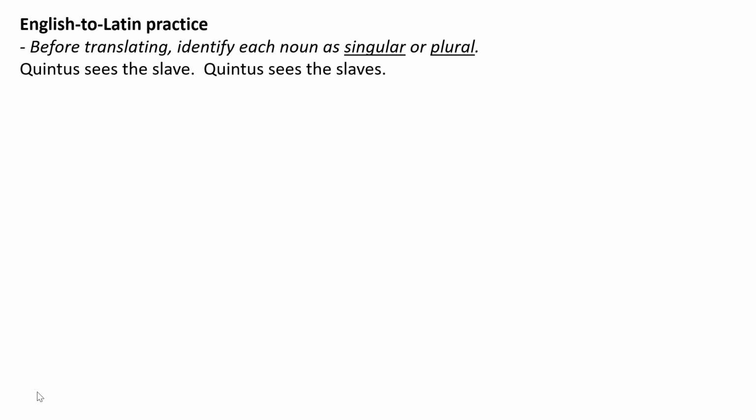So, Quintus sees the slave, Quintus sees the slaves. In both of these sentences, Quintus will be nominative case because he's doing the verb, and the slave or the slaves will be accusative case because the verb sees is happening to them. However, slaves is plural, but this will be accusative plural, not nominative plural. Pause the video, work it out. So, sentence number 1, Quintus servum videt. Servum is accusative singular. Second sentence, Quintus servos videt. Servos is accusative plural.